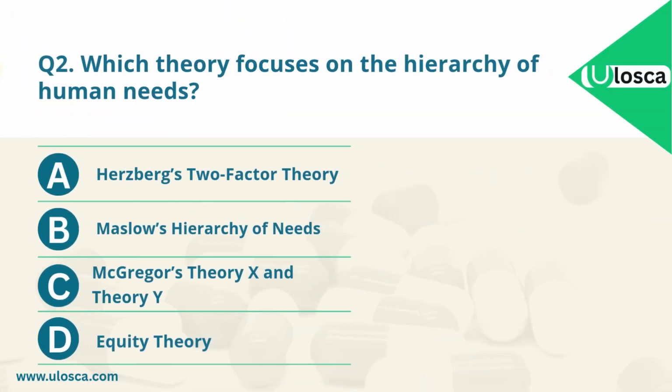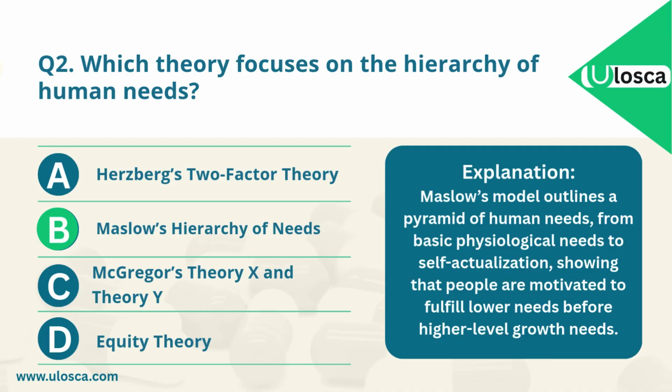The correct answer is B. Maslow's hierarchy of needs. Explanation. Maslow's model outlines a pyramid of human needs, from basic physiological needs to self-actualization, showing that people are motivated to fulfill lower needs before higher-level growth needs.